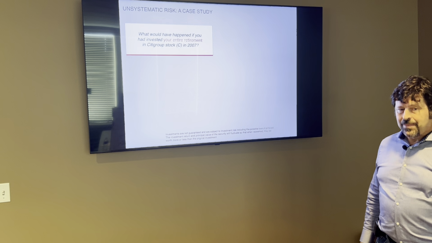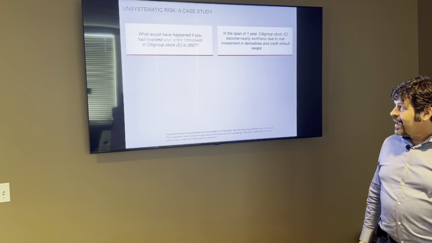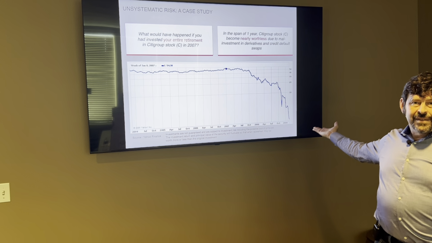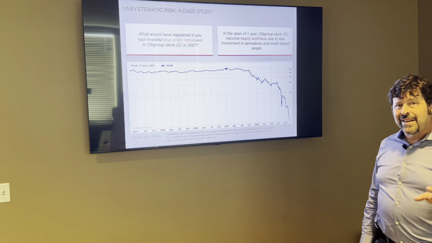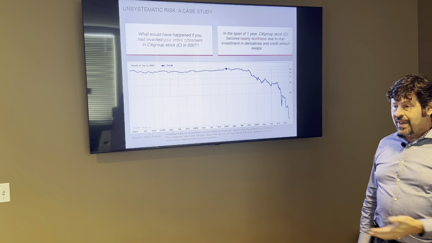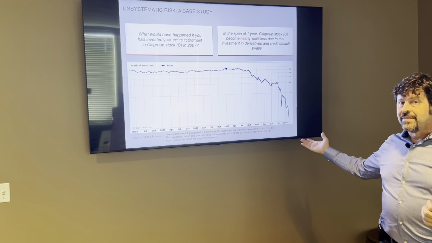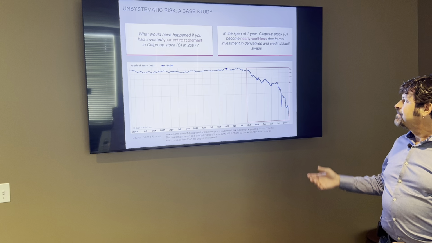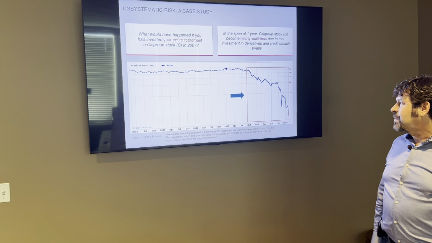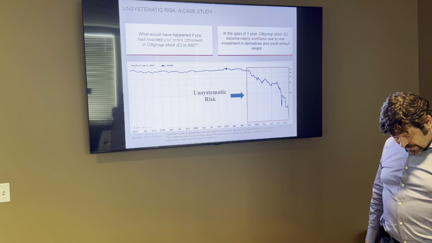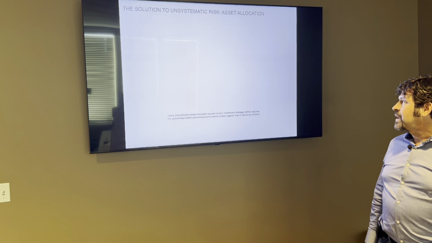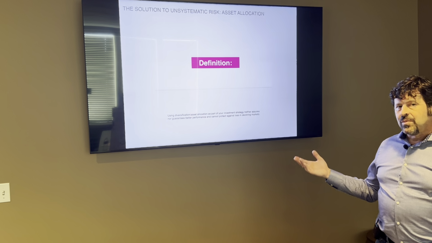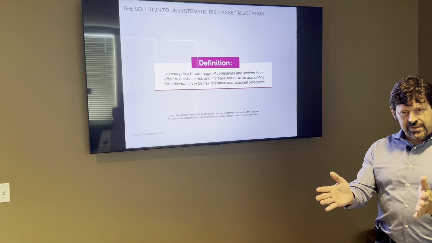Now, let's look at Citigroup. In 2007, if you had all of your money invested in Citigroup, within about a year, I think they lost, I want to say 96, 97% of their value. So if you had $1 million in there, well, you can see the chart. So how do we get around this? Maybe let's just skip to that, because that would really be helpful, right? So diversification would be the way that we would get around that. Don't put all your eggs in one basket.